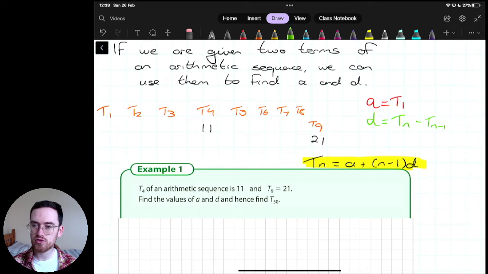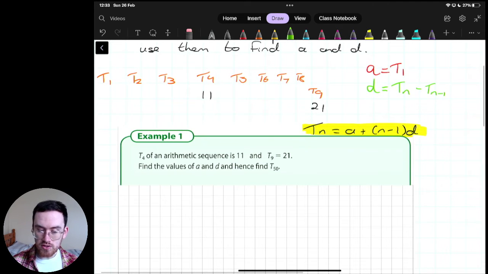So that's kind of what we've drawn out at the top here. We have t4 is 11, we have t9 is 21. Those terms are not coming straight after each other, and neither do we have the first term in the sequence. Okay, so that's what we need to work on.